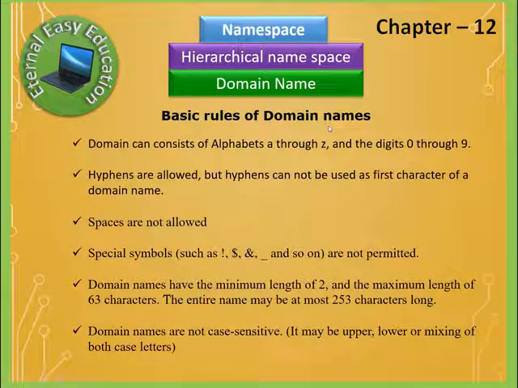Okay, we know labels are up to 63 characters. Then there are some rules to form the domain names. What are the rules? First one, names can consist of alphabets A through Z and digits 0 to 9. Hyphens are allowed, but hyphens cannot be used as the first character of the domain name. Spaces are not allowed. Special symbols are not permitted. Domain names have a minimum length of 2 and a maximum length of 63 characters. The entire name may be at most 253 characters long. Domain names are not case sensitive. It may be upper, lower, or a mix of both case letters. So these are the basic rules to frame the name.